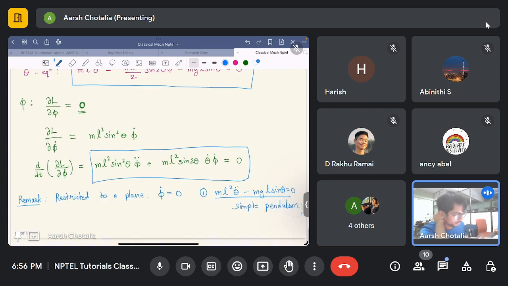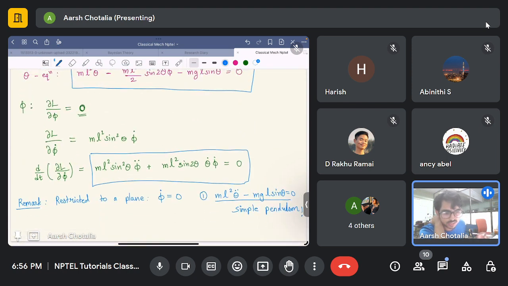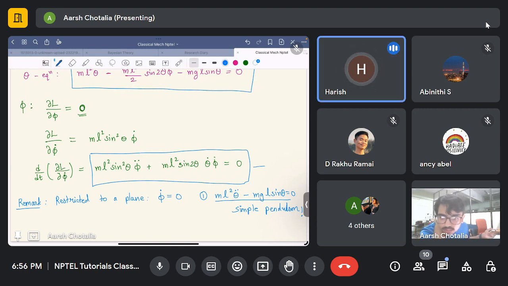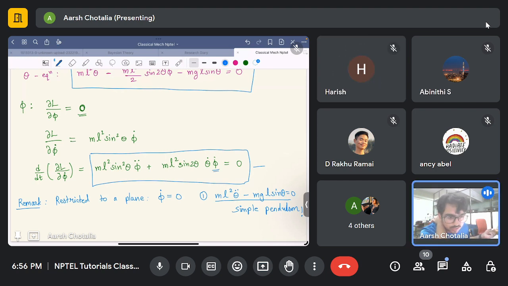And so this is how, when you do some research, when you are finding out new things, it's always a good idea to check it with a simpler case. Are we able to recover the simpler case or not? By the way, what happens to the second equation, Harish? So it vanishes. Phi dot is 0, it's 0 every time, so phi double dot is also 0. So it becomes true trivially. 0 equals 0.